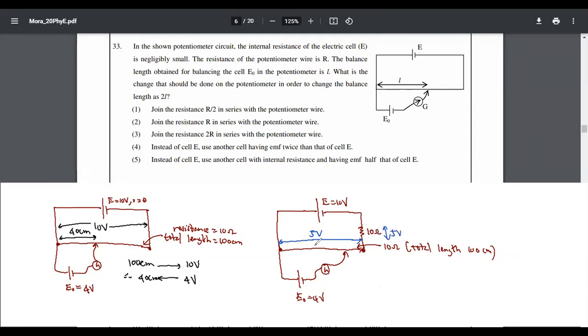All right. Now tell me, guys, what will be the new balance length? It will be 80 centimeter. Exactly. 80 centimeter. How is it 80 centimeter? Now 100 centimeter length is for 5 volt. So for 4 volt, it will be 80% of that length, that is 80 centimeter. Earlier, 100 centimeter was for 10 volt. So for 4 volt, it's 40 centimeter. Now, this 10 volt is given to this and this. So this is how you double it. Understood?